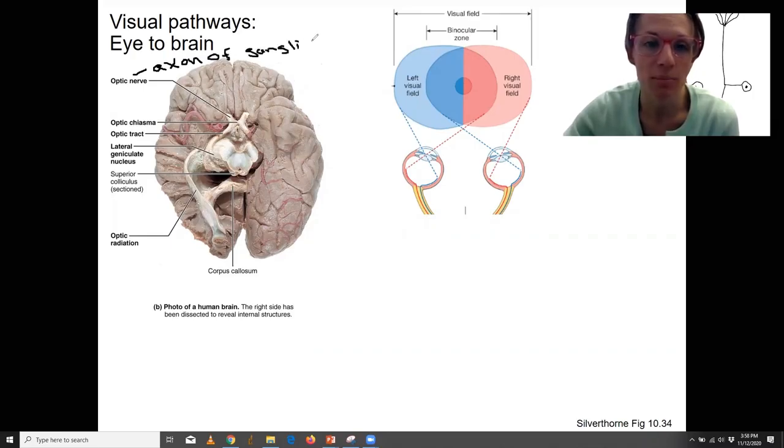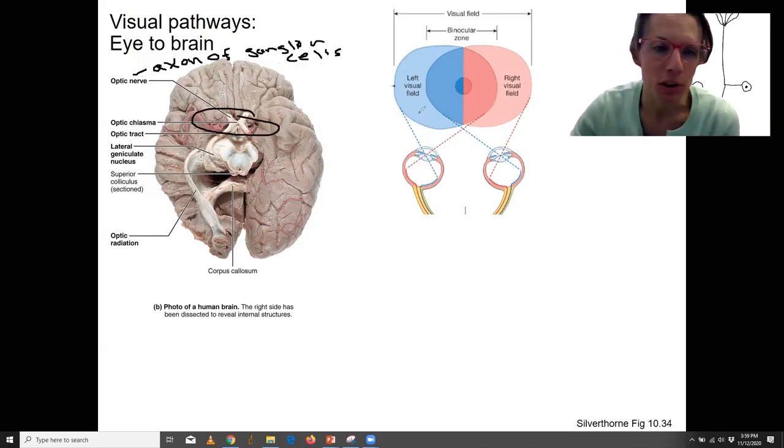And you saw this in the sheep brain. You saw this ventral view where you could see the optic nerve, the optic chiasm, and then the optic tract that goes into the brain. So this is the part that should look familiar here. This is a human brain too, but it looks pretty similar.